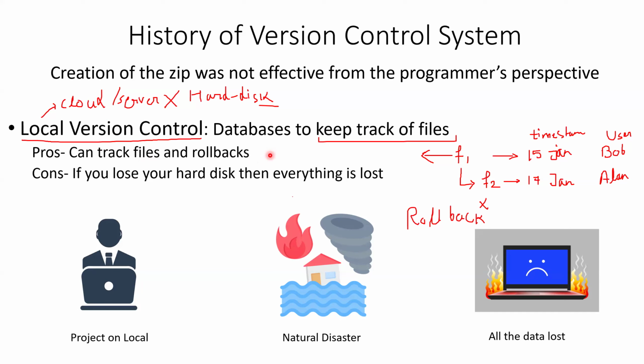But what is the con? The cons are, if you lose your hard disk, then everything is lost. If your laptop is gone, your hard disk is gone, then the whole data will be lost. So that is the problem with the local version control that we had. Once there is a problem, then yes, necessity is the mother of innovation.